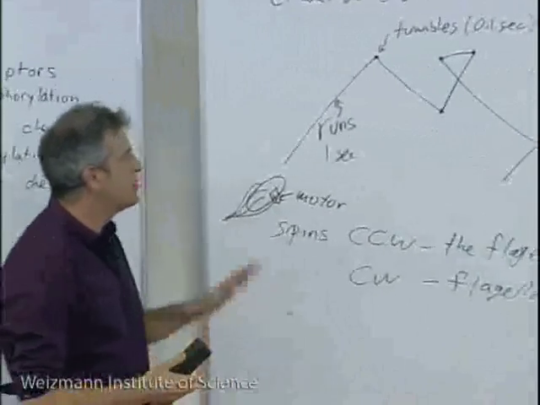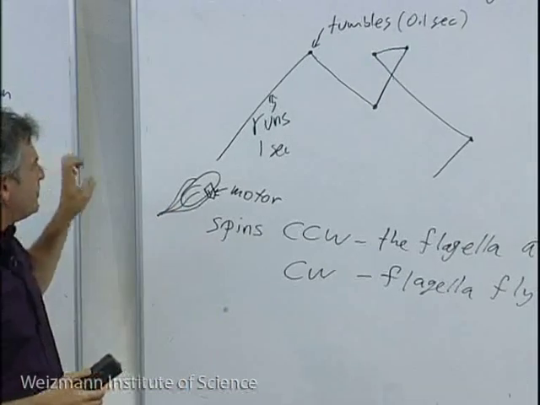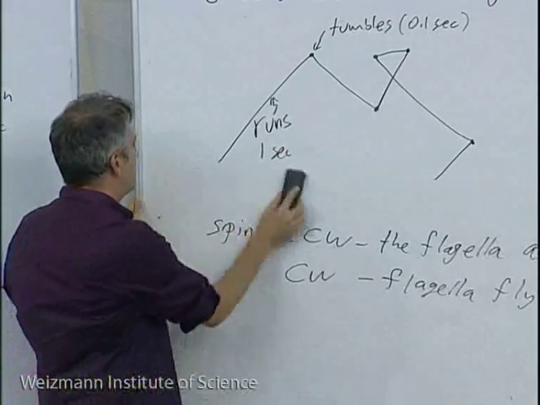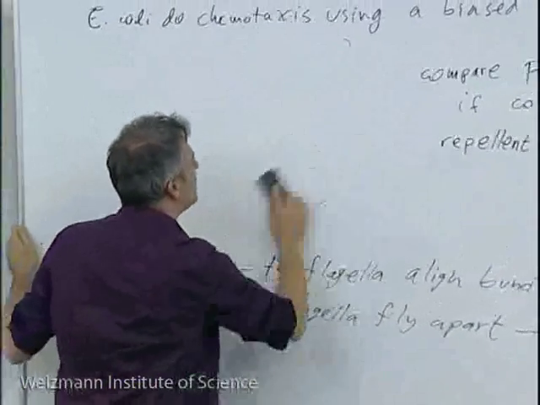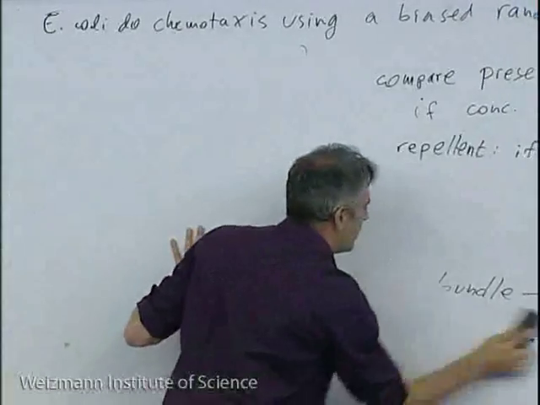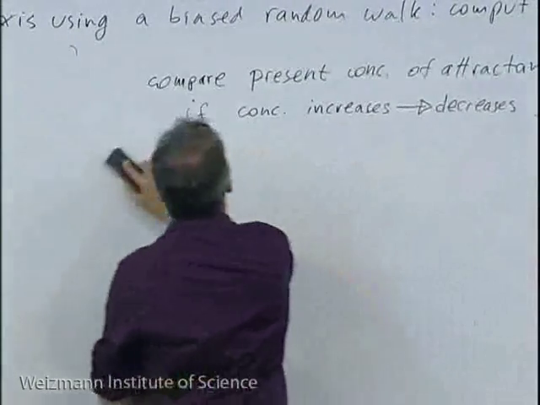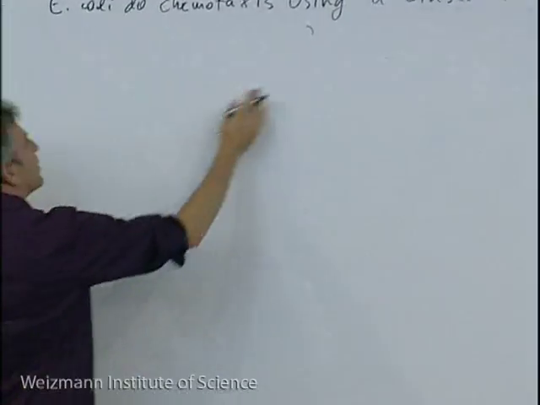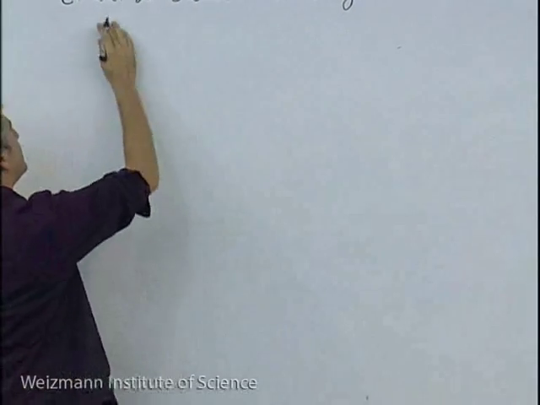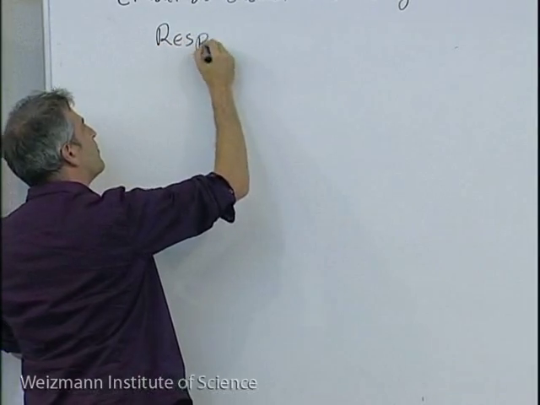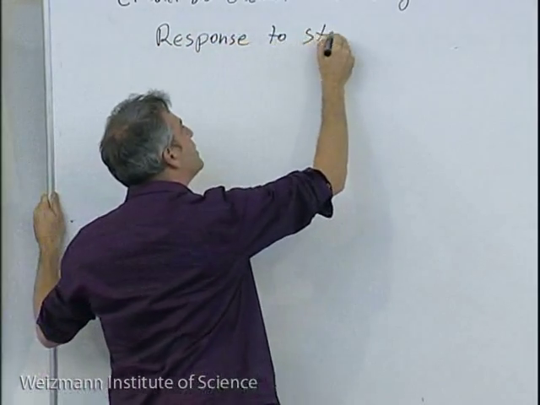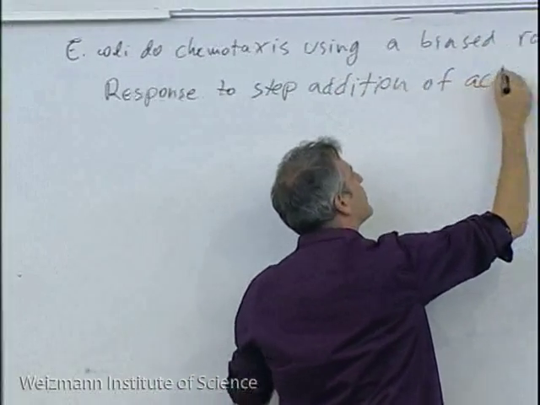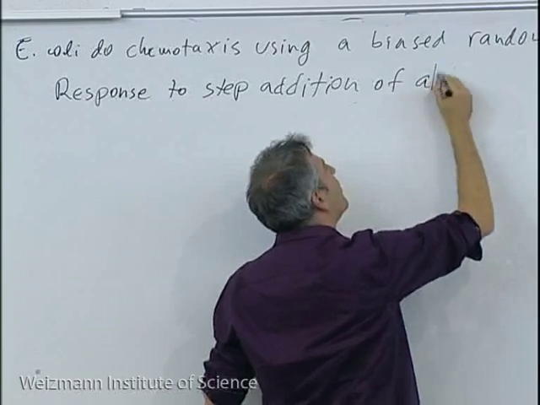I'm going to describe now an experiment that we'll use to understand the responses, that's good for making models in theory. So a simple experiment to do is to look at the response to a step addition of attractant.